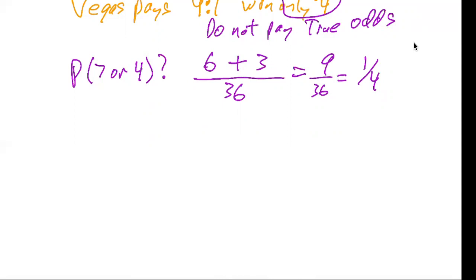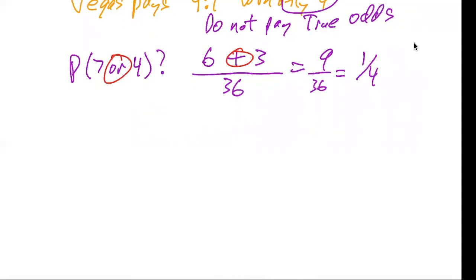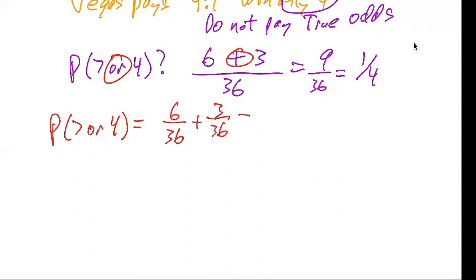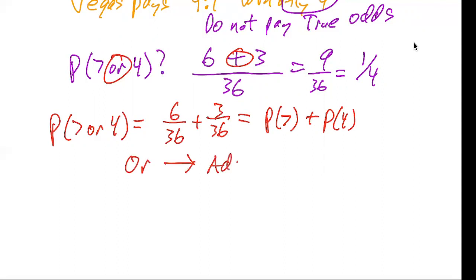Notice what we did here. The word or, we ended up adding those probabilities. So this really is 6 out of 36 plus 3 out of 36, which was the probability of the 7, and I added the probability of a 4. So when we see or in probability, we start to think of adding the probabilities.